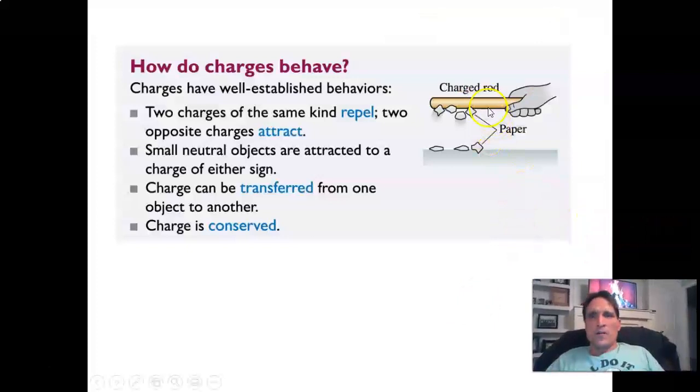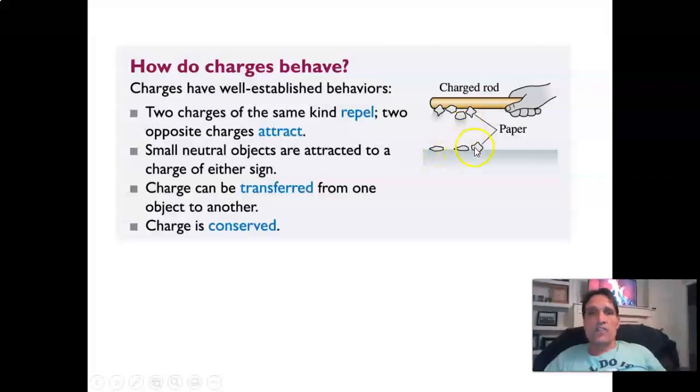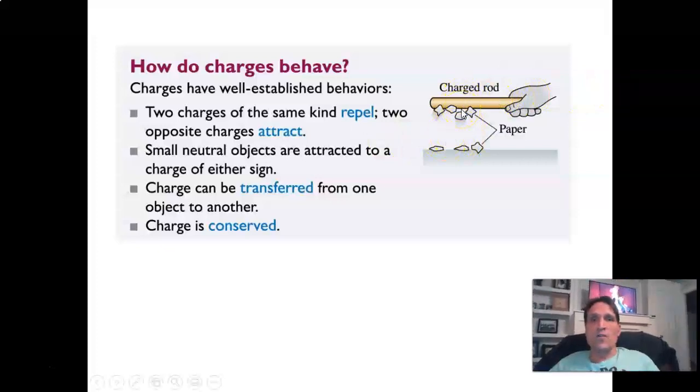Here's another example. If you take a comb and you rub it in your hair and you put a bunch of paper snips on a table, the comb is charged, right? The electrons are going to get pulled out of your hair onto the comb, but the paper is neutral. But yet the comb will attract the paper. And so neutral objects can be attracted to charge of either sign. That's due to induction. We'll get into that in a little bit.